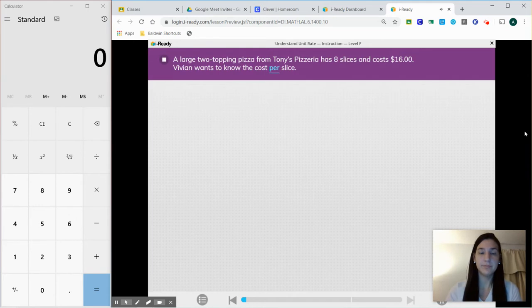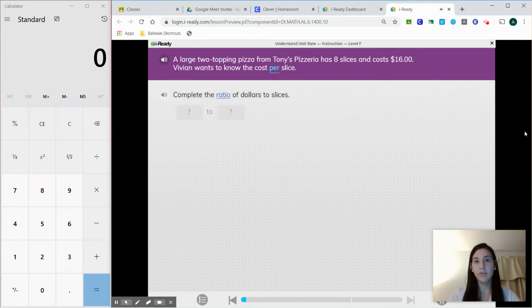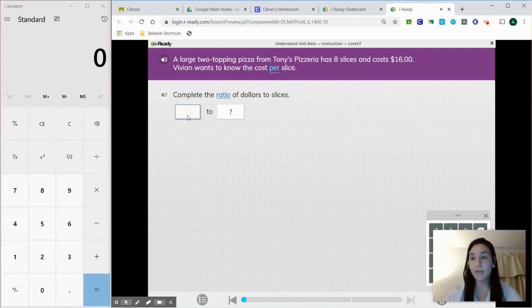A large two-topping pizza from Tony's Pizzeria has 8 slices and costs $16. Vivian wants to know the cost per slice. Complete the ratio of dollars to slices. Now remember, in a ratio, we are using the word to, or the dot dot, or the colon to compare the relationship between two different things. So here we're talking about the relationship between dollars and slices of pizza. So we see that we have $16 to 8 slices of pizza.